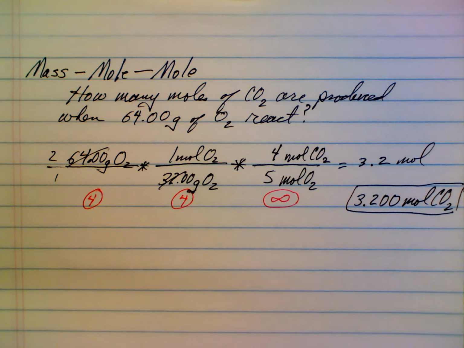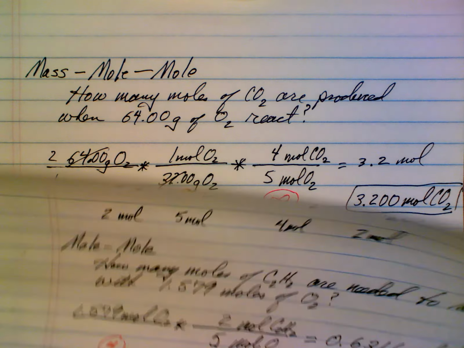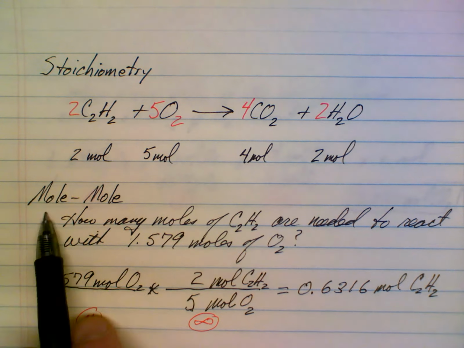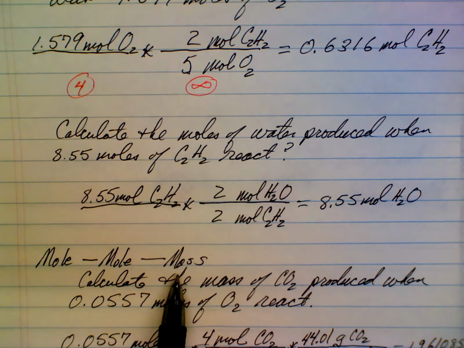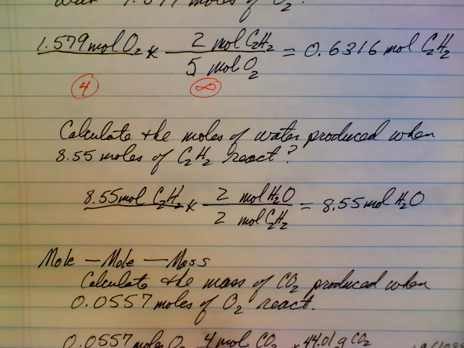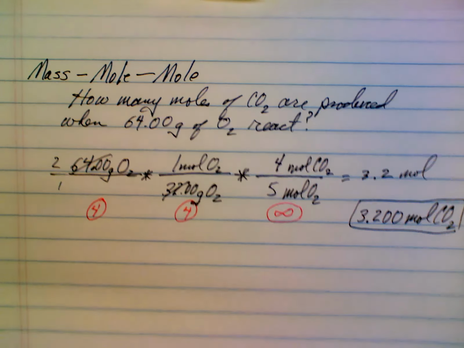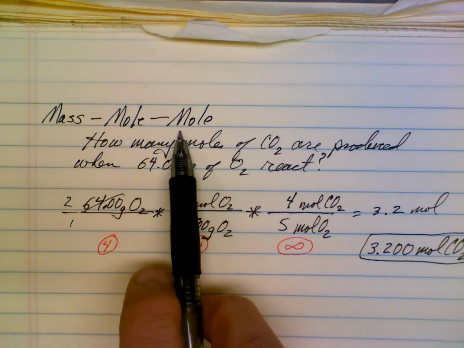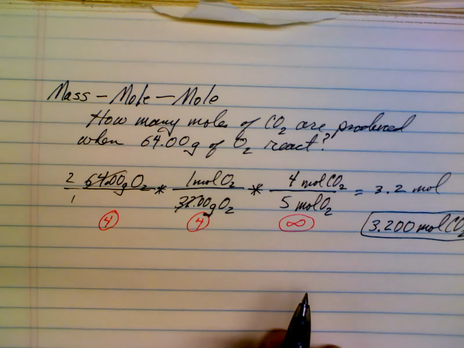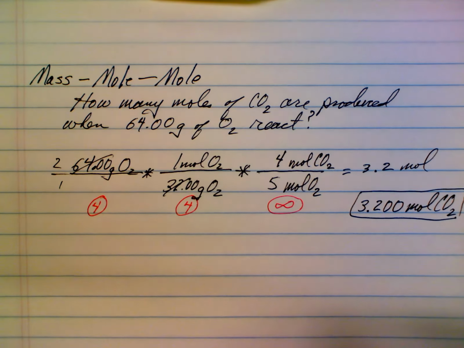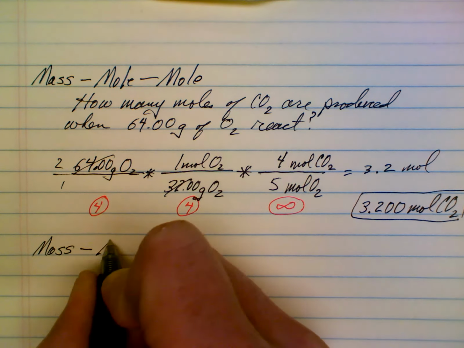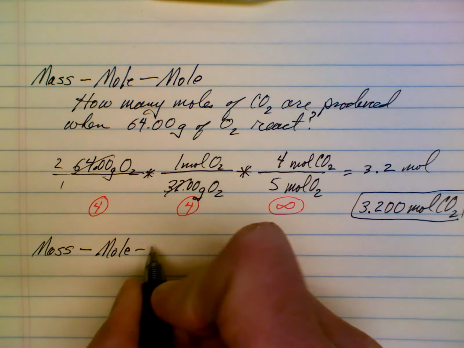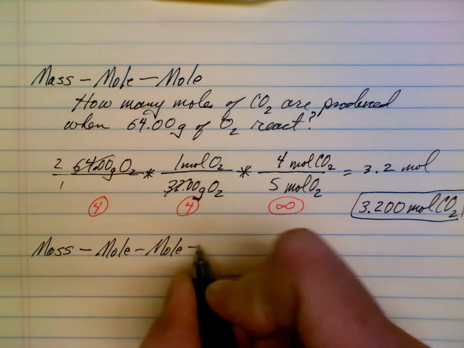Now, we've done a mole-to-mole problem. Originally we did a mole-to-mole problem before, which was the simplest one. And then we proceeded to go to a mole-to-mass. And then we just finished with a mass-to-mole problem. And now the last type, and you're probably going to guess already, is a mass-to-mole-to-mass calculation.